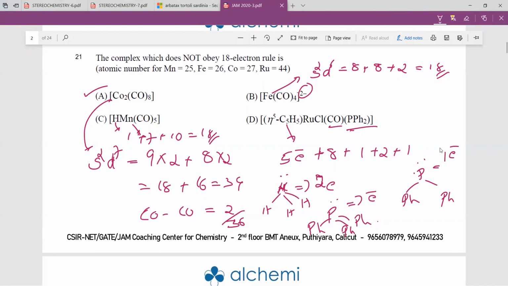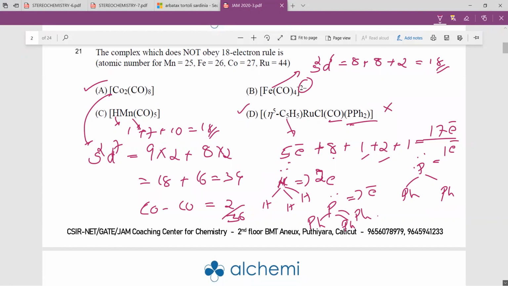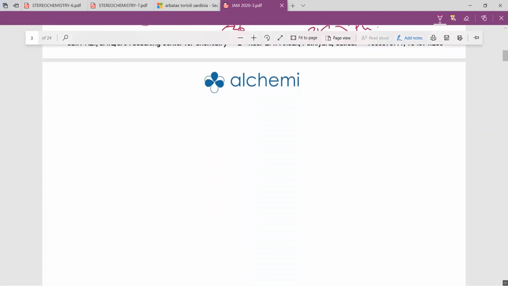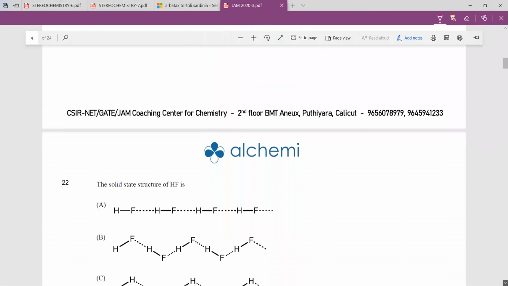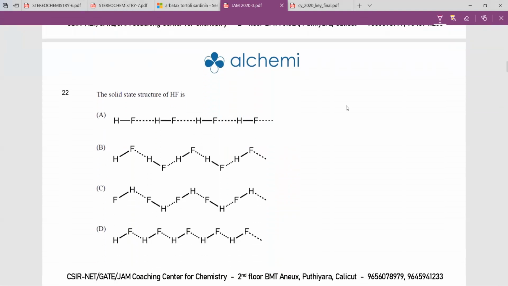So plus 1: 5 plus 8 is 13, 14, 15, 16, and 17. So it is only a 17 electron species, so it does not follow the 18 electron rule. So this is the answer. Option D is the answer for question number 21. Now let's see the answer for question 22. This asks for the structure of HF.